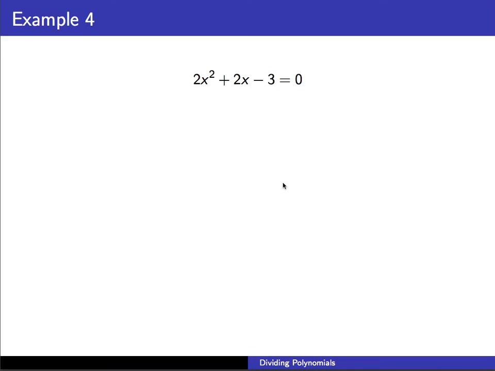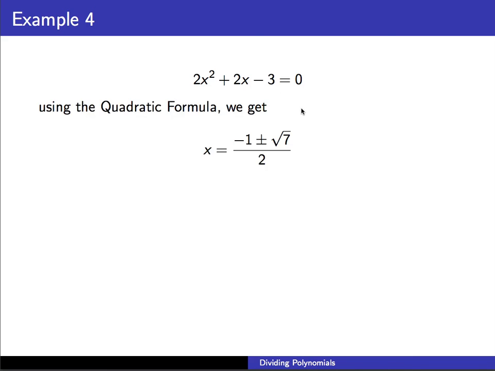So now to find the others, we can take 2x squared plus 2x minus 3. We can use good old quadratic formula on this. And when we simplify everything in the quadratic formula, we get x is negative 1 plus or minus the square root of 7 all over 2. So our zeros are at x equals 1, x equals negative 1 plus the square root of 7 all over 2, and negative 1 minus the square root of 7 all over 2.